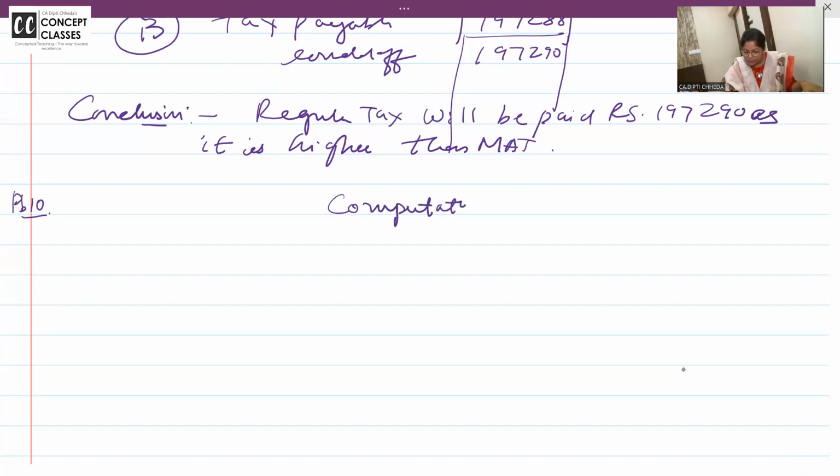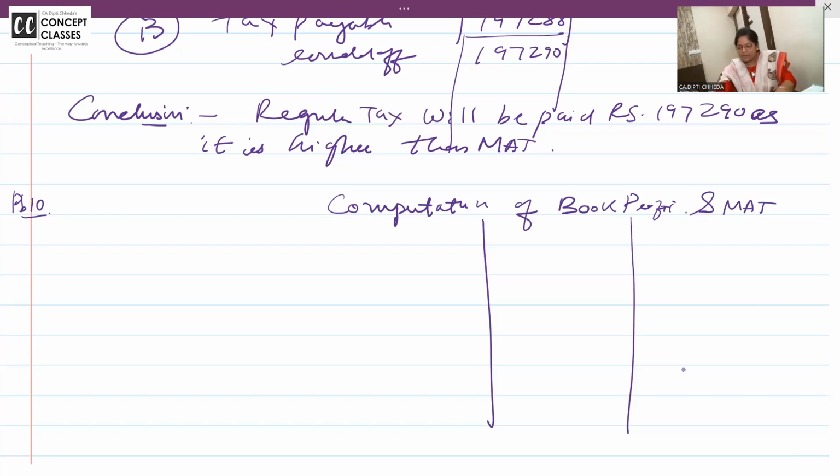Computation of book profit. Computation of book profit and MAT. For the financial year 2022-23, everything is the same. So we should know that. Yes, start writing it also.